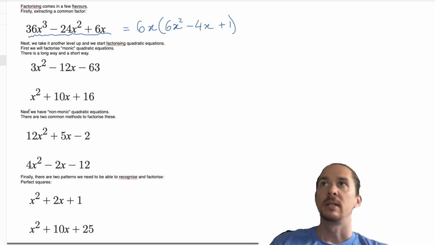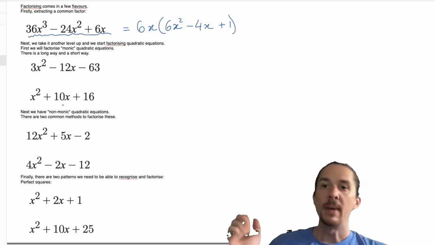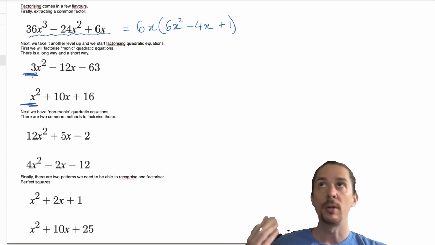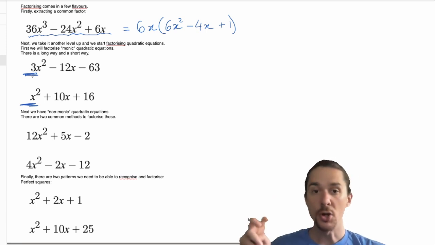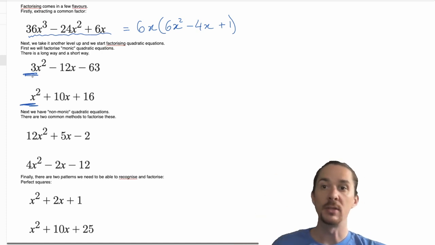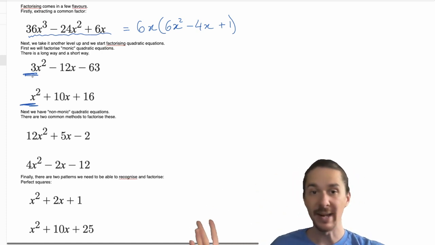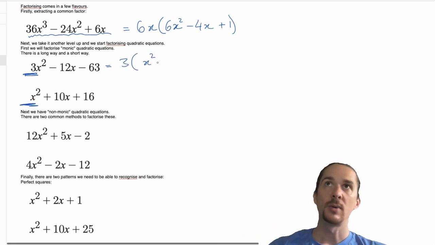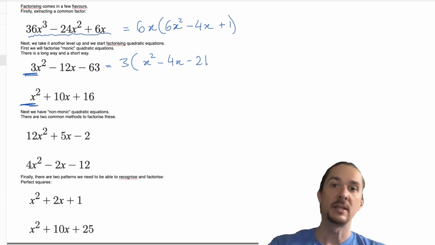When we're factorizing expressions, we may find that they have x squared or they have x squared multiplied by something. If it's just x squared, we call it a monic quadratic. If there is something multiplied by the x squared, we call it a non-monic quadratic. What we need to do here in the first example is recognize that we can factorize away the 3 and we can turn it into a monic quadratic. 3 times x squared minus 4x minus 21. This is now a monic quadratic in the brackets.